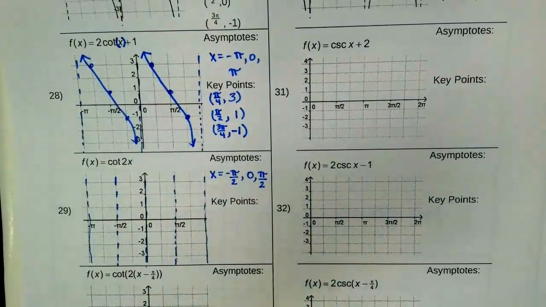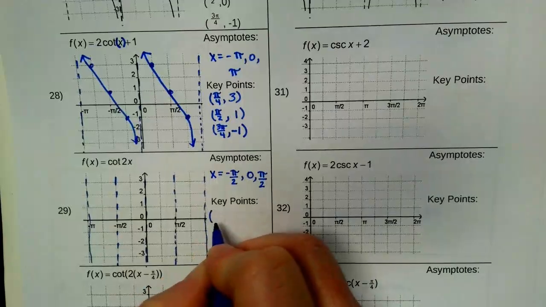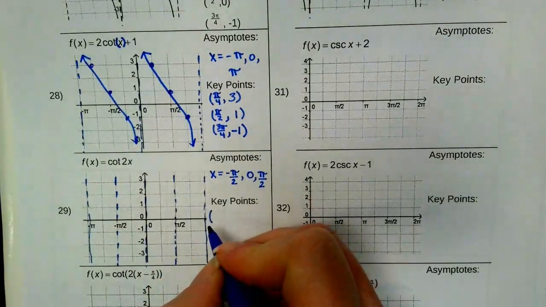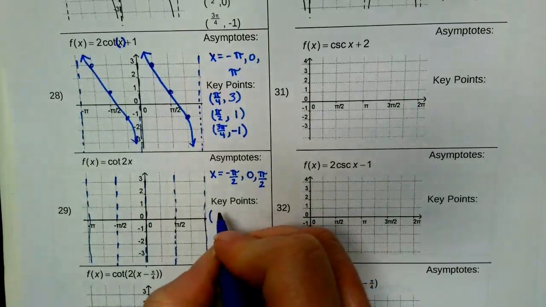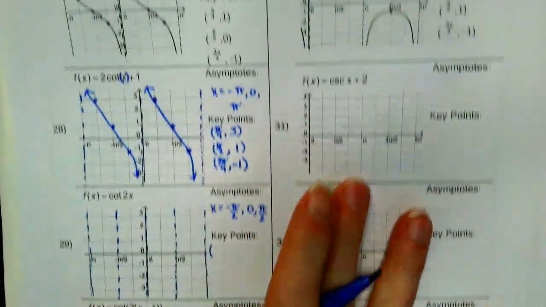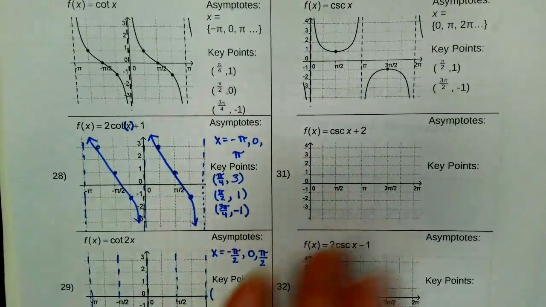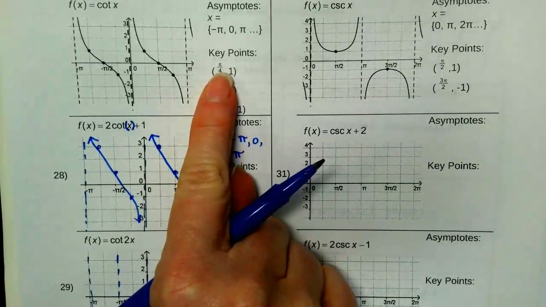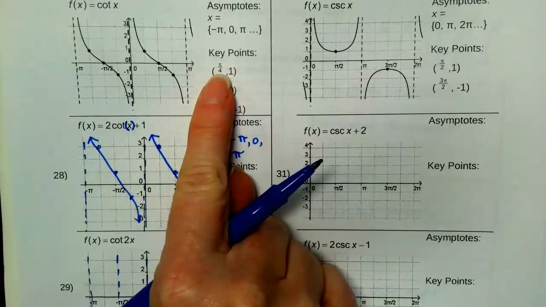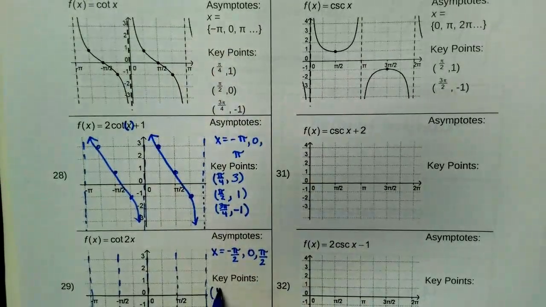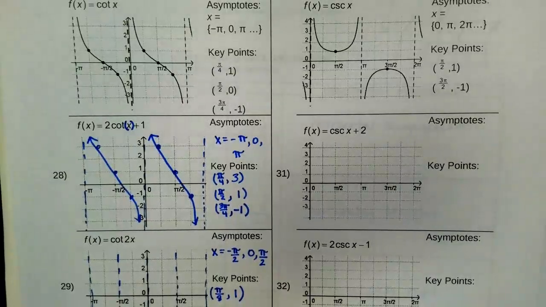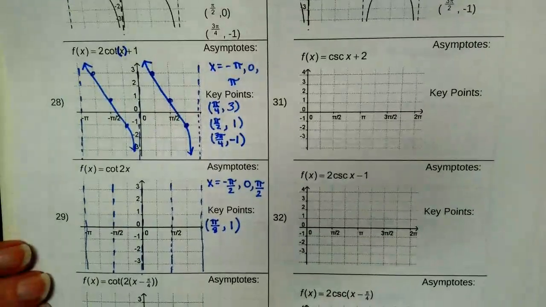All right, so for my key points, the x values are changing. They're all being divided by 2. So remember, when you have a fraction, dividing by 2 is the same thing as multiplying by 1/2. So that first key point, pi/4, is now pi/8. I'm multiplying by 1/2, so it will be pi/8. Your y value isn't changing, so it's going to be pi/8, 1.